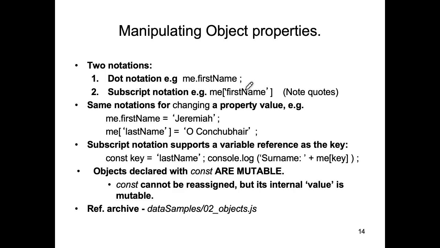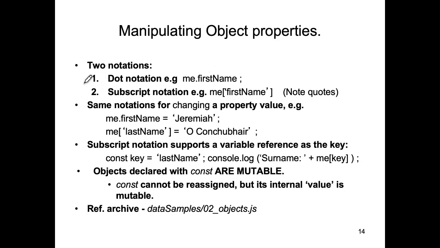And within the square brackets, you specify one of the keys of your object, but you have to represent it as a string. If you leave out the quotes here, you're going to get potentially an error. And I don't think it cares whether it's single quotes or double quotes. So that expression, in our case, is going to evaluate to the same thing that this expression here evaluated to. So whether you use dot notation or subscript notation, it's a matter of choice and style.